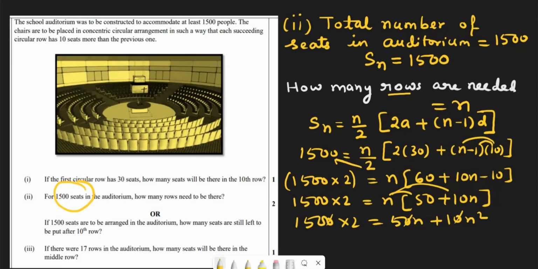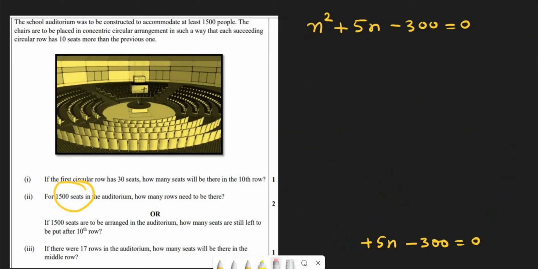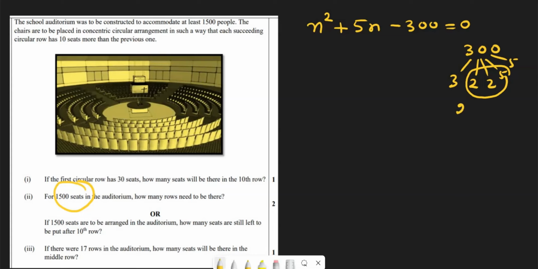So our equation is n square plus 5n minus 150 times 2, that is minus 300. So we will solve n square plus 5n minus 300. How to do that? We'll do the splitting of the middle term. So 300's prime factors: 3, 10 into 10 means 2, 2, 5, 5. These we put in two sets so that their sum is the middle term, that is 5n. So we can take 5 fours are 20 and 3 into 5, that is 15.